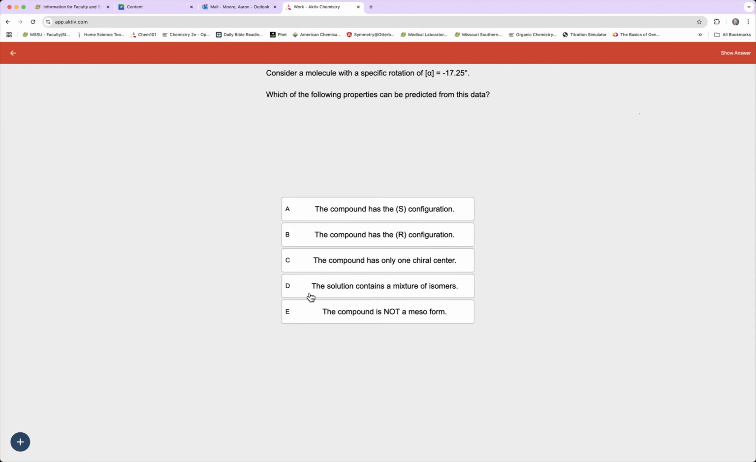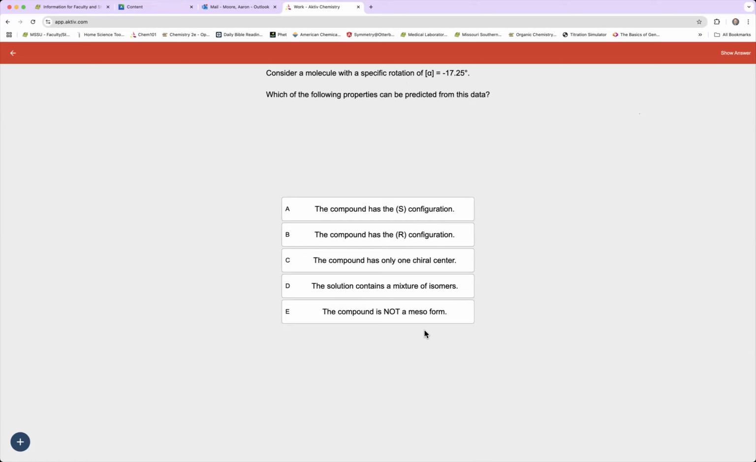So that's why I don't want to choose this one. Answer choice D is saying that it contains a mixture of isomers. Well, that can't be true. Otherwise, it wouldn't be a specific rotation. That term, specific rotation, is for a single isomer. A different isomer would have its own specific rotation. So I don't want to choose D, because in fact I know that it is not a mixture of isomers. That's the whole meaning behind a specific rotation.